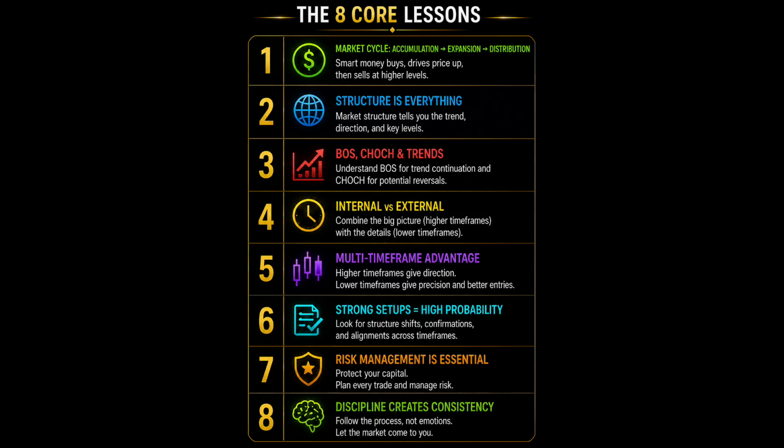A change of character, or CHOCH, occurs when price breaks a key swing point against the current trend. This is often one of the earliest signs that market control may be changing and that a potential reversal could be forming. Understanding the difference between continuation and reversal is a skill that separates professional traders from emotional traders.